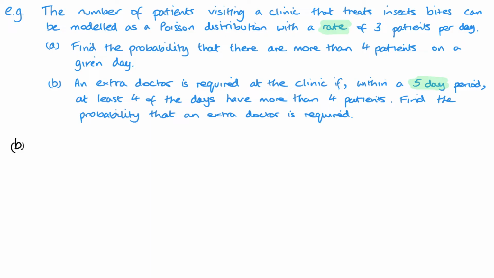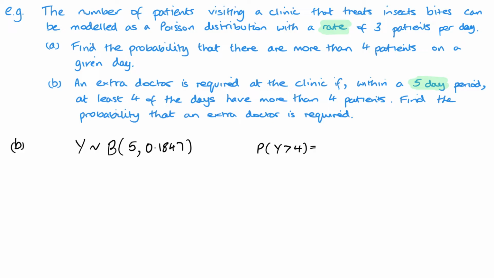So our new distribution is binomial. We're going to change the letter to Y now. B for binomial, and it's N, P. So N is now 5 for 5 days, but probability is 0.1847, which is the probability that we worked out in part A. Now what we've got to do is, an extra doctor is required if within a 5-day period at least 4 of the days. So this means now that we are looking at Y is greater than 4.